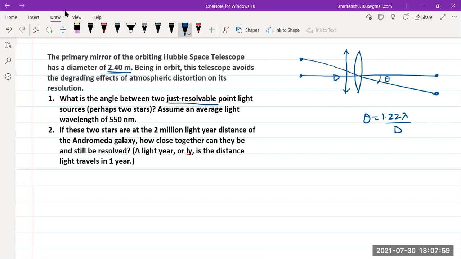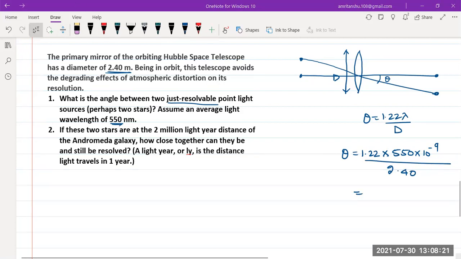Here we are given the wavelength of the light also. Because this is a condition of just resolvable, we are using this condition. So here theta is going to be 1.22, lambda happens to be 550 into 10 raised to minus 9, and the diameter happens to be 2.40. When I solve this, I get almost 2.80 into 10 raised to minus 7 radians.